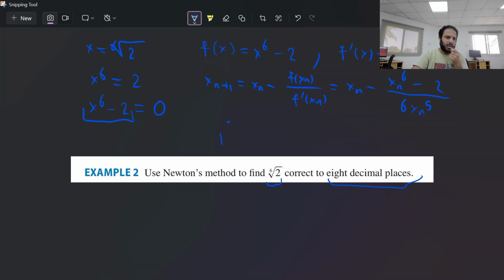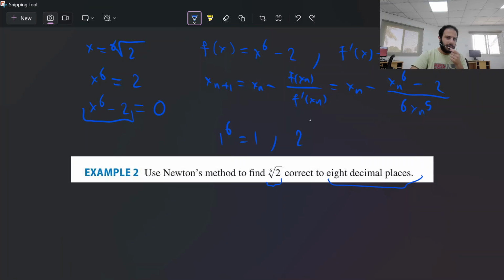What is 1 power 6? 1, right? What is 2 power 6? 64. So, which x value is closer to 2? 1 to the 6 or 2 to the 6? 1 to the 6. So, x1 equals 1 is good, right? Even if you want, you can take x1 equals 1.1. But 1 is easier, right? Let's take it 1. But the idea is, you can find the x1 in a similar way to this.